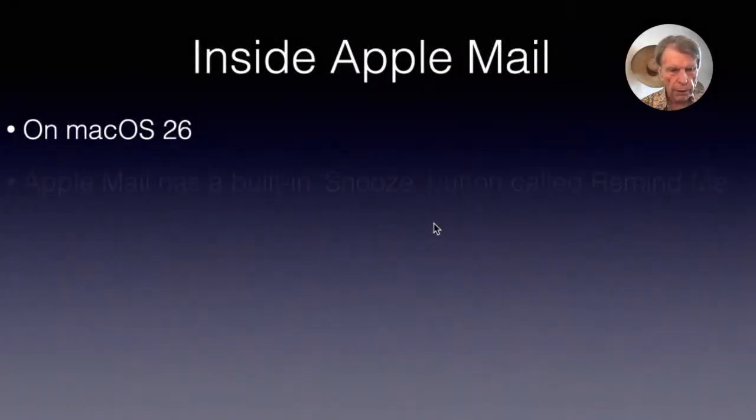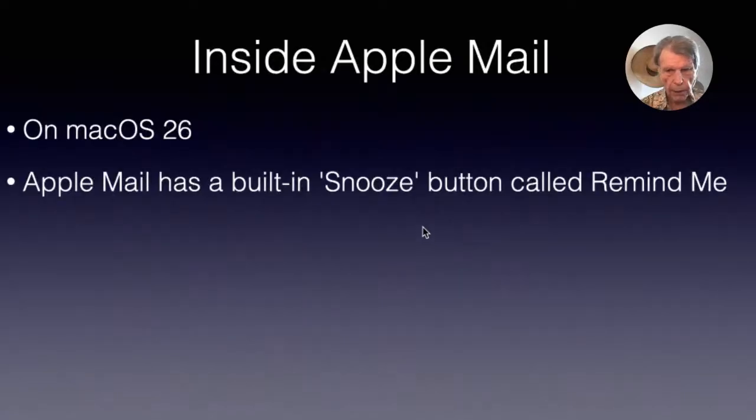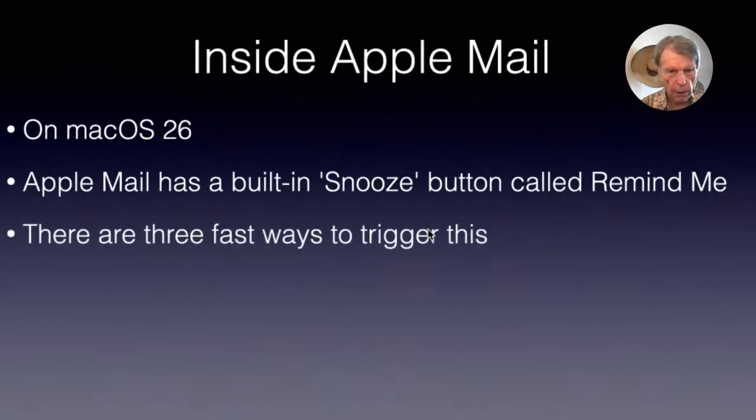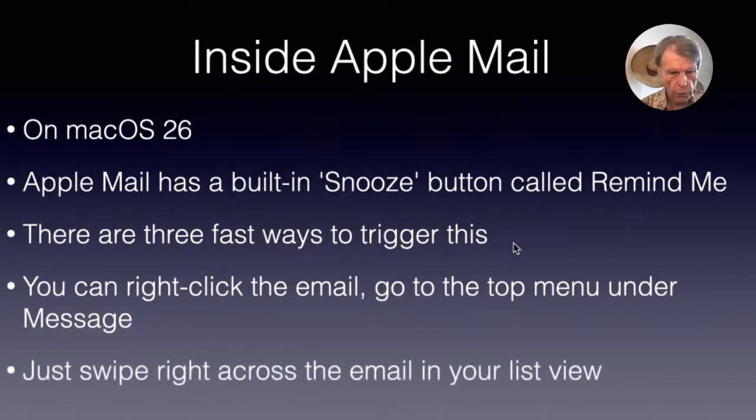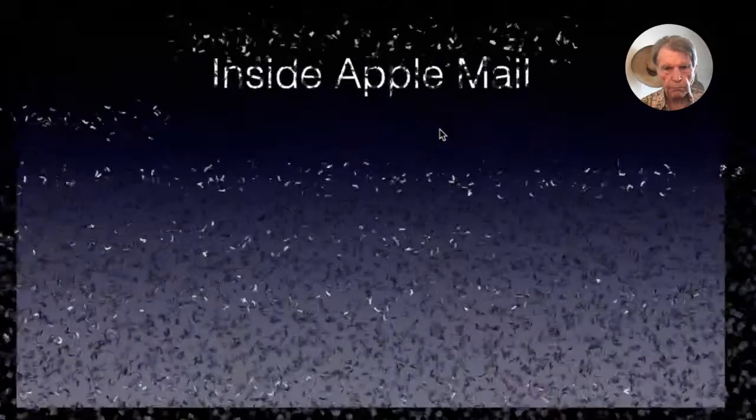So on macOS 26, it also has a Remind Me function, and there are 3 ways to trigger that. You can right click on the email, you can go to the top menu up in the menu bar under Message, or you can swipe right across the email in your list. Now I'm on my MacBook Pro here, which is not on macOS 26, so you just have to give that a try yourself, following those instructions, and see how it works. I can't demonstrate that.